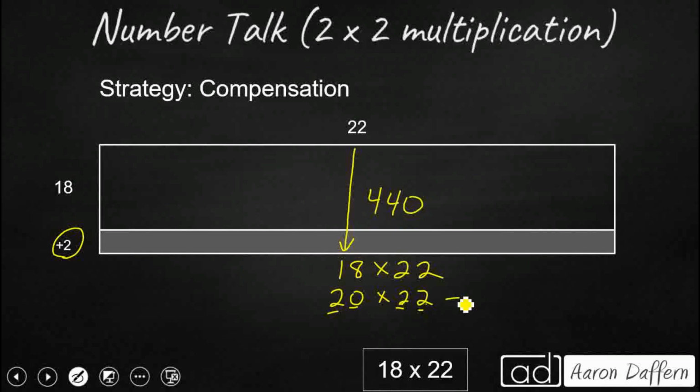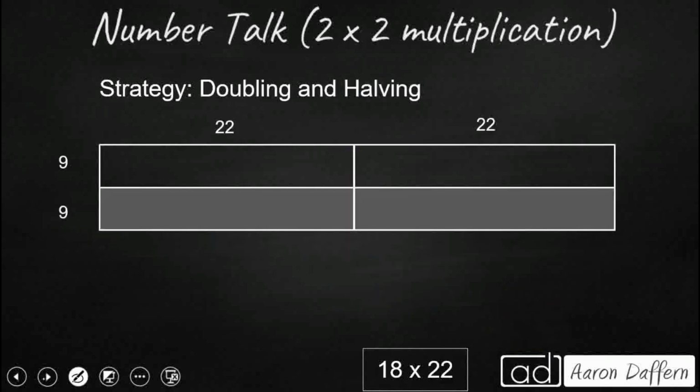But remember, we added 2 groups of 22, which means we need to take 2 groups of 22 away. So that 2 groups of 22, we still got to get rid of it, and that's going to be your 44. So in order to take that 44 away, obviously 40 away is going to get you to 400. We need to get 4 less than that. That's going to get you back to your 396. But that's another way that we could use a different strategy, compensation.